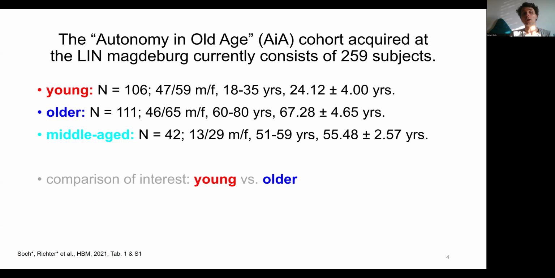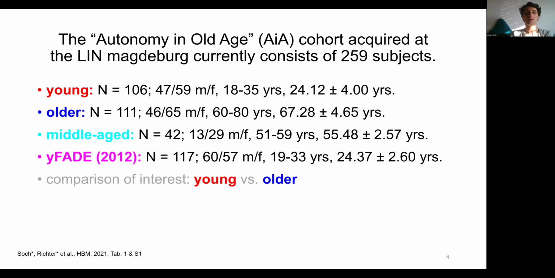There was also a group of middle-aged subjects aged between 50 and 60 years, and there was a young replication cohort of 117 subjects, which were acquired a few years earlier, used the same experimental paradigm and almost the same scanning parameters. So which experimental paradigm did we use?